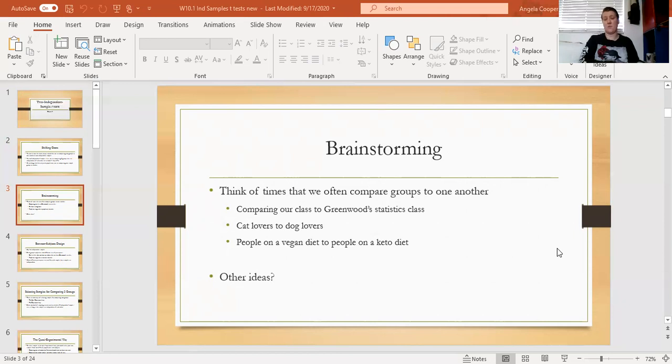Our class test scores will have nothing to do with Christopher Greenwood's test scores. They're not going to have any sort of impact on the other, just like how a cat lover's neuroticism is going to have no impact on how dog lovers' personalities are. The amount of times people on a vegan diet talk about their diet will have nothing to do with how many times people on a keto diet talk about it. Unless they're put in the same room together, then they're just going to be constantly talking about recipes.